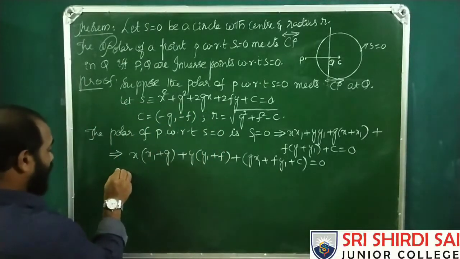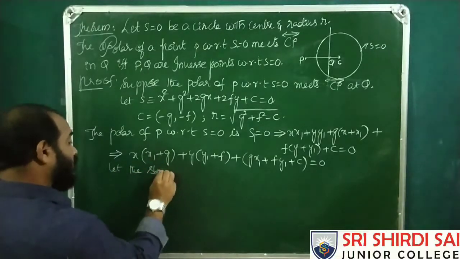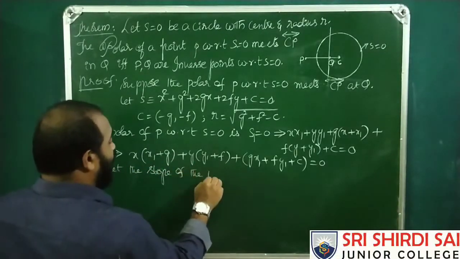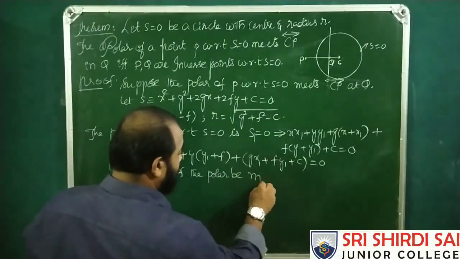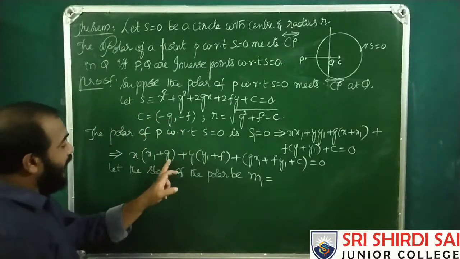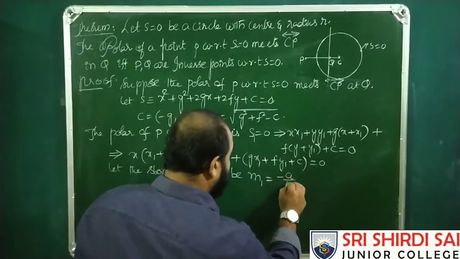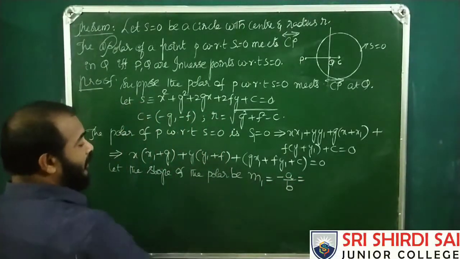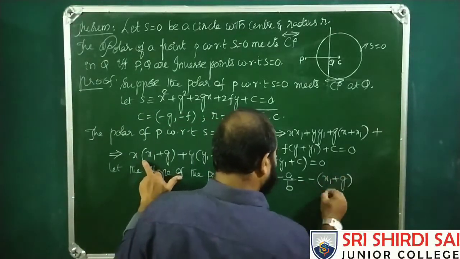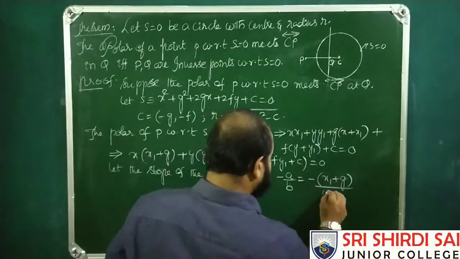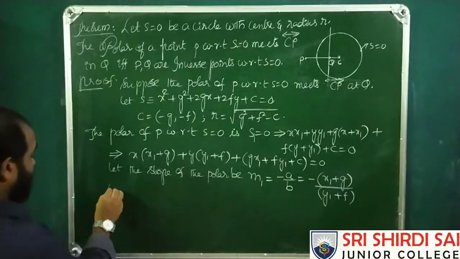So therefore, let the slope of the polar be m1. So what is the slope of ax plus by plus c equals to 0? Minus a by b, minus x coefficient by y coefficient. So minus of x1 plus g by y1 plus f.